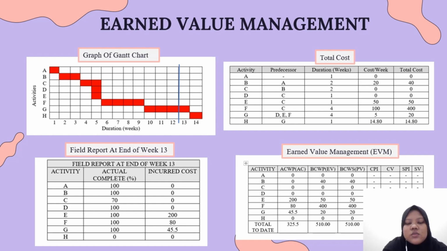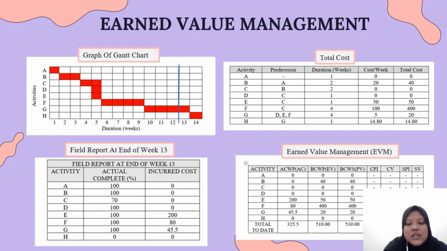ACWP, which is actual cost, was 325 ringgit and 50 cents. The BCWP, which is earned value, was 510 ringgit, and BCWS, which is planned value, is 510 ringgit. From that, the CPI, CV, SPI, and SV were calculated.